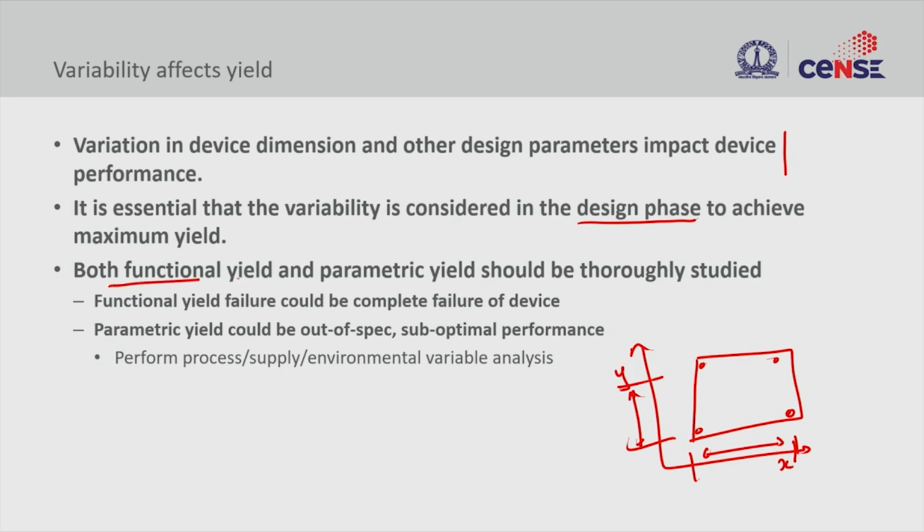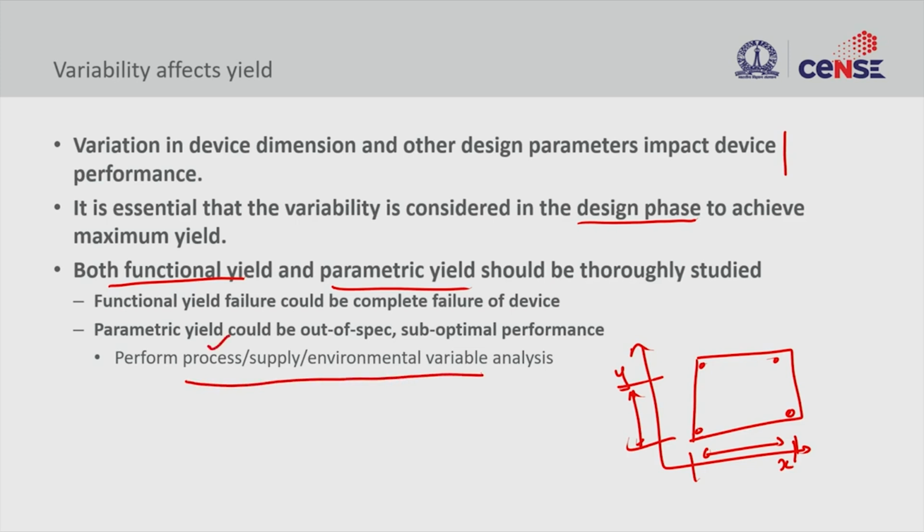So you need to do two things. One is functional yield analysis and then parametric yield analysis. So functional yield is either it is working or not, there is a complete failure of device or a circuit, right? So we need to look at whether these kind of variability or defect is going to completely kill my device or circuit. And then you need to also look at the parametric yield. That means my device is still working, but it is out of spec or it is working suboptimal.